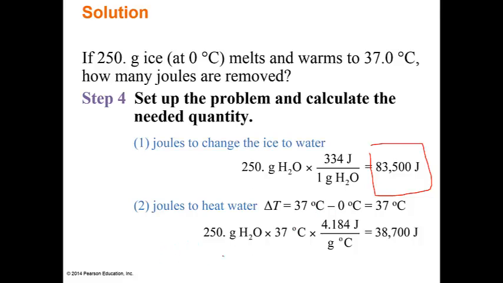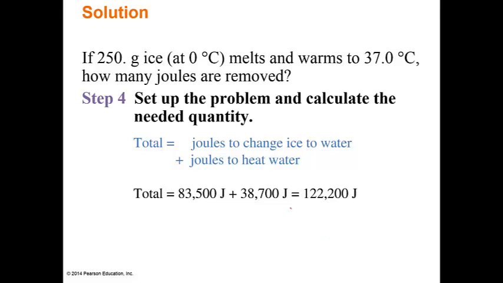we're going to go 37 degrees, and we have 250 grams times 37 degrees, because going from 0 to 37, times 4.184, about 38,700. We then add those together for a combined total of 122,200 joules. That's how much heat it's going to take to get that 250 grams of water to 37 degrees C from 0 degrees C.